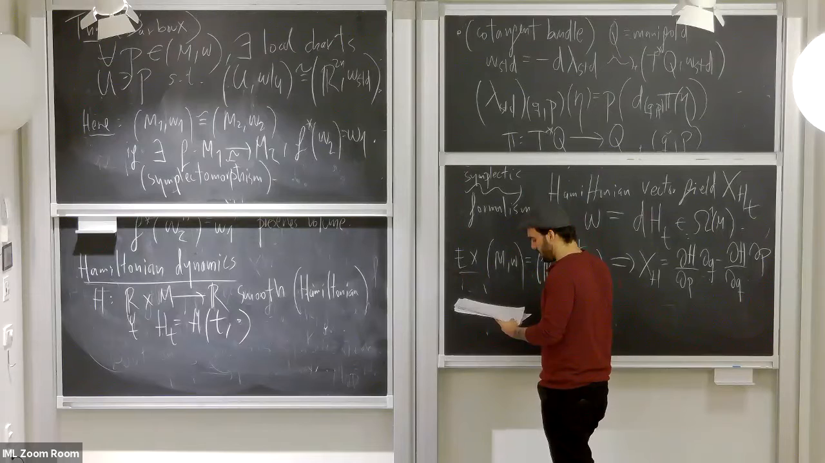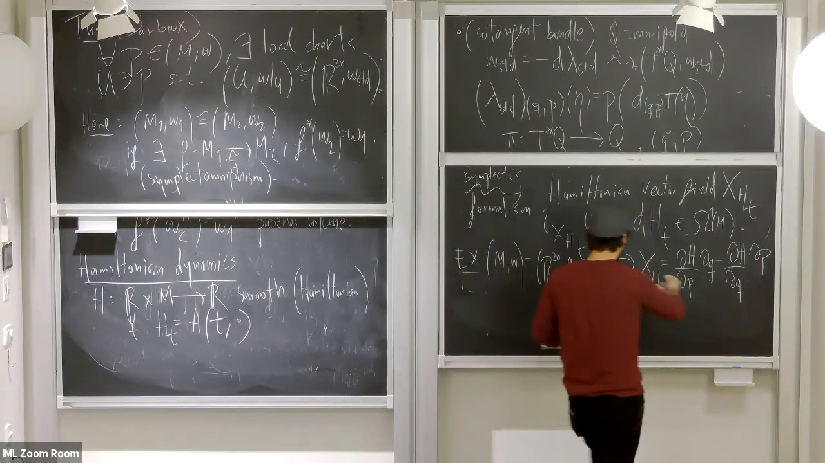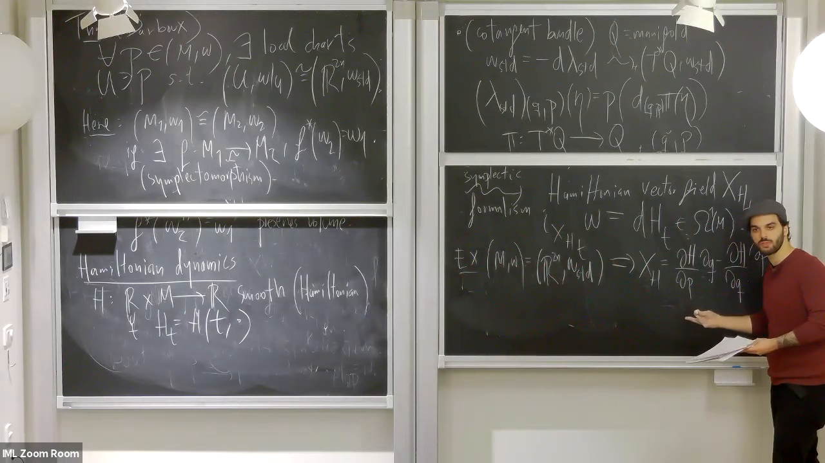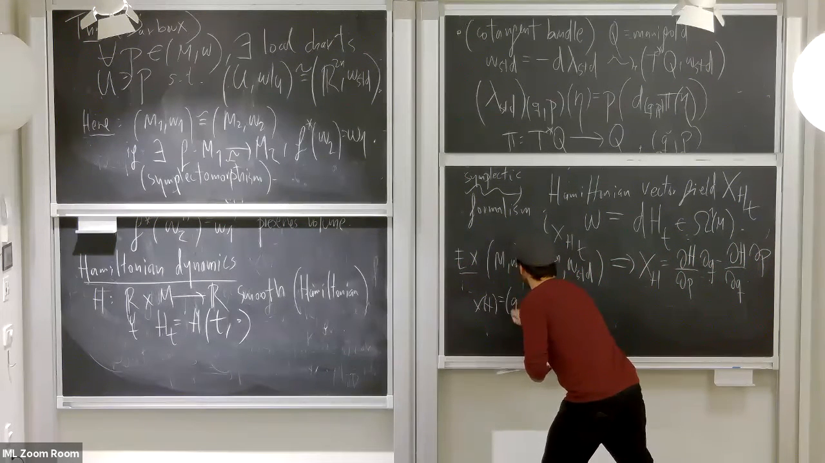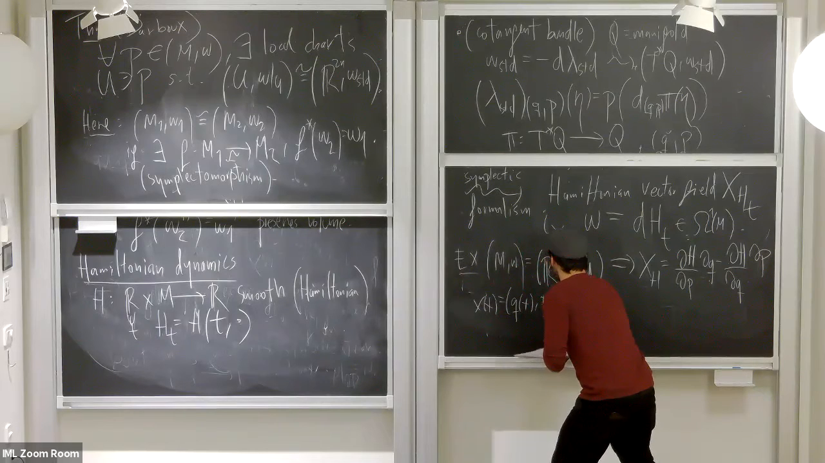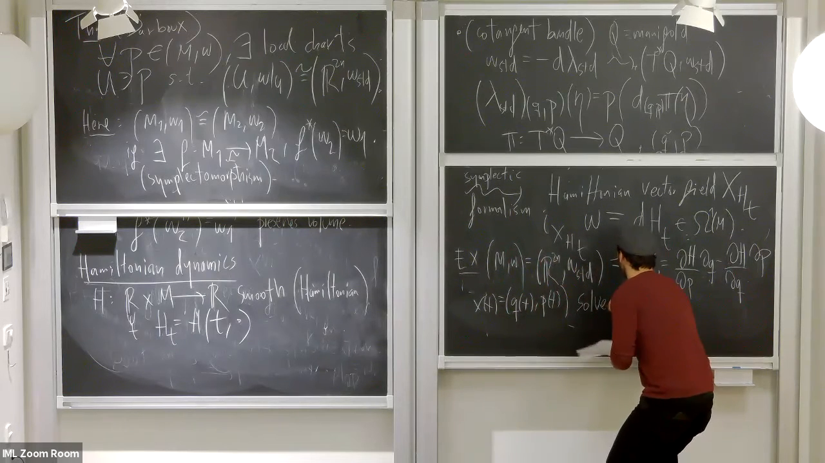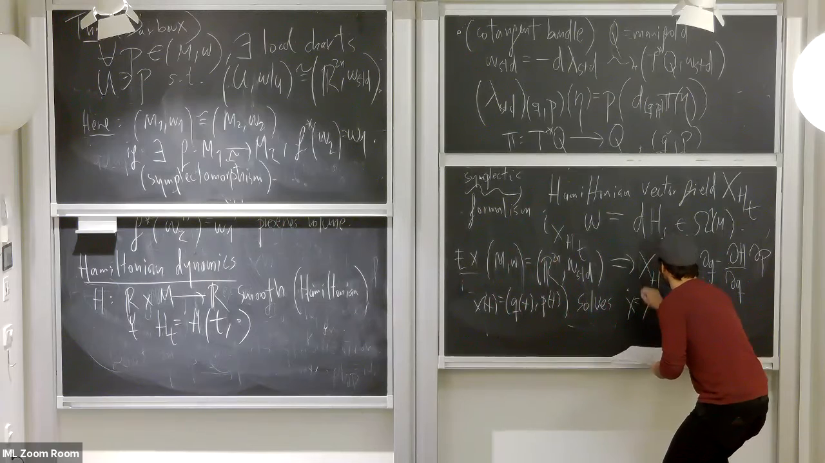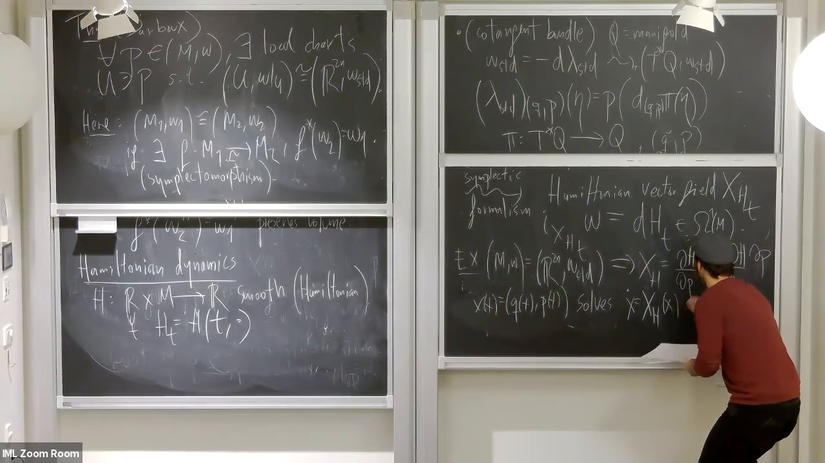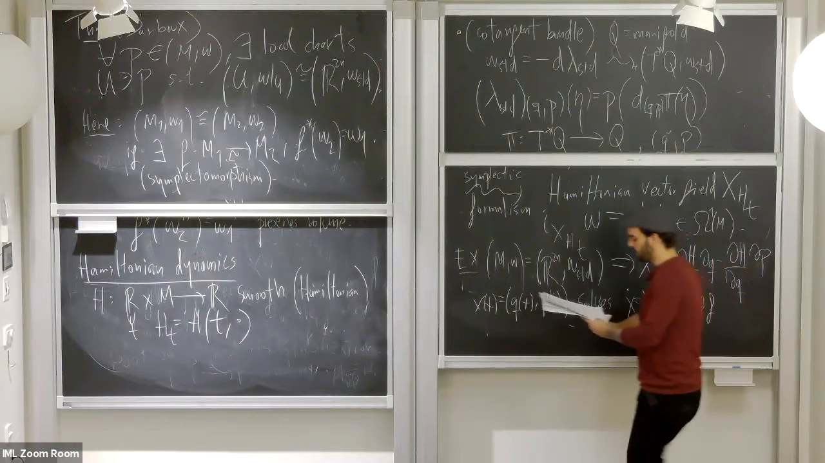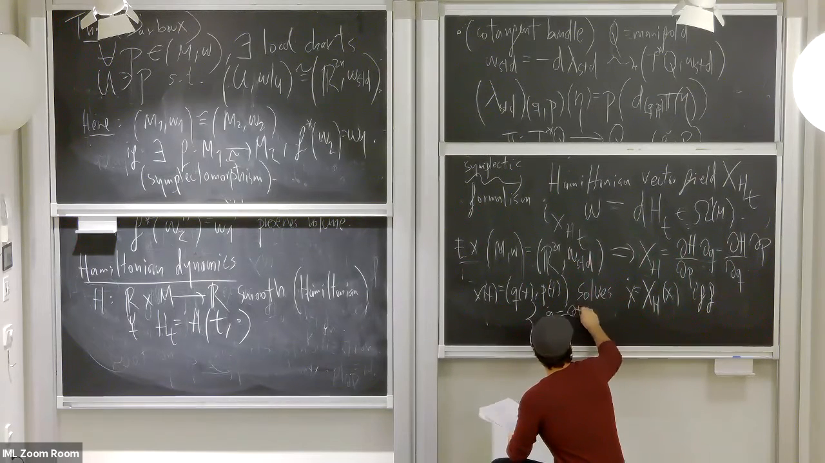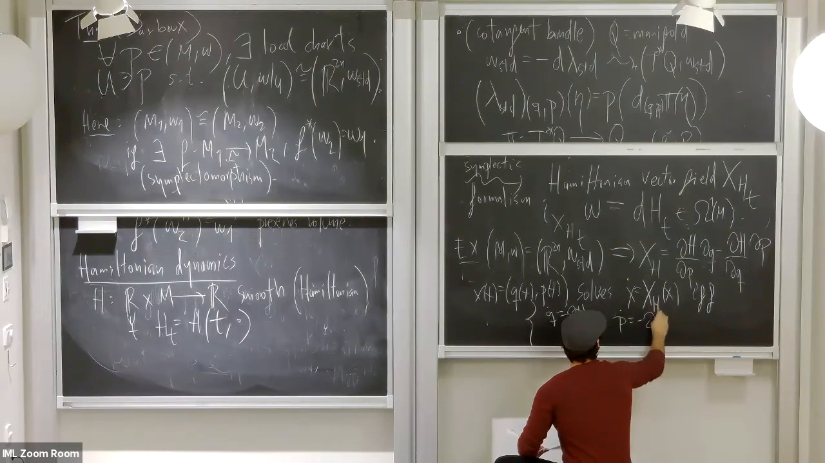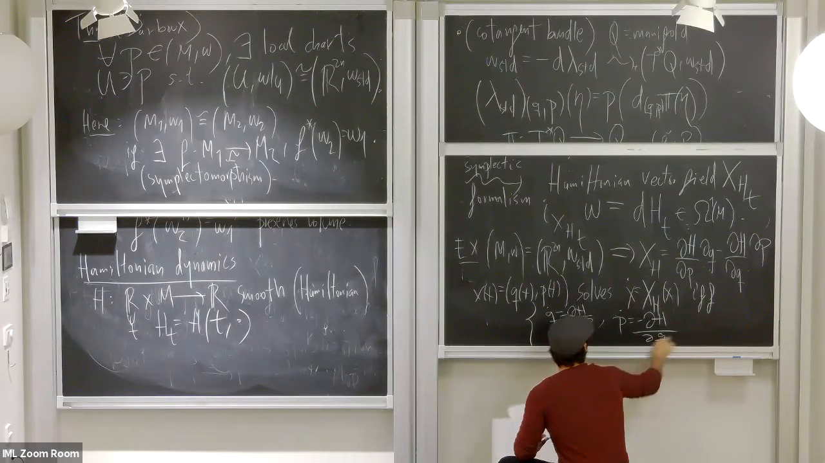So in other words, a solution to the Hamiltonian flow is just a solution to the Hamiltonian equation. (x_t, q_t, p_t) solves x dot equals X_H applied to x if and only if it solves Hamilton's equations, which are q dot equals partial H partial p and p dot equals minus partial H partial q.